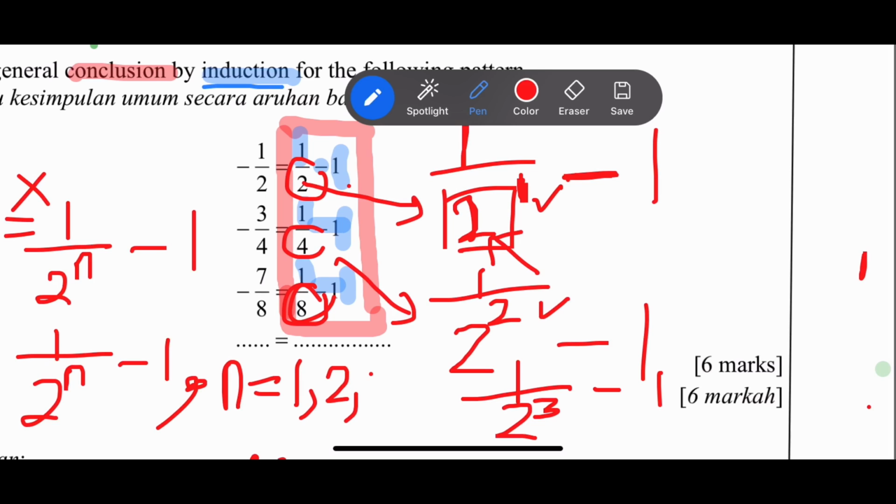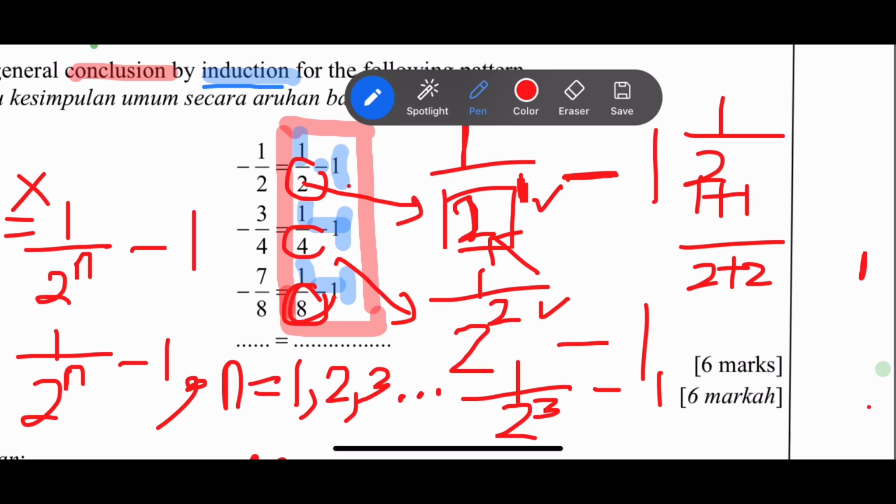Then we have to double check for every term, is it valid? When you substitute n equal to 1, are you getting the first term? When you substitute n equal to 2, are you getting the second term? And when you substitute n equal to 3, are you getting the third term? If yes, then okay, then you have to list down n is equal to 1, comma 2, comma 3, and so on and so forth. So we put 3 dots, all right? So make sure you put 3 dots after the comma.